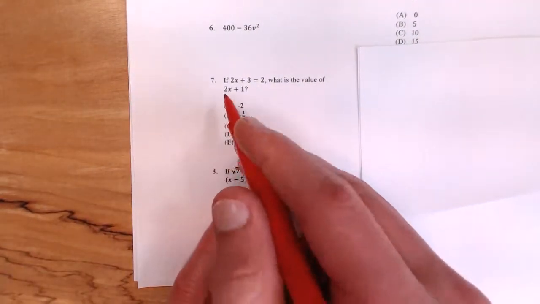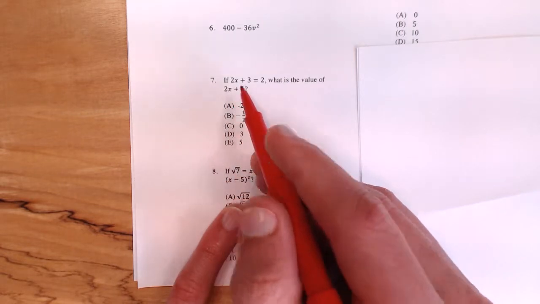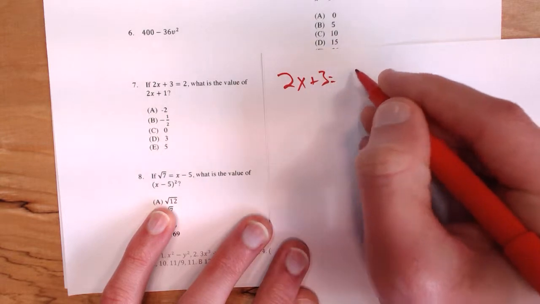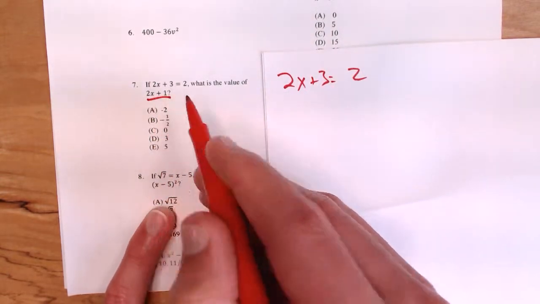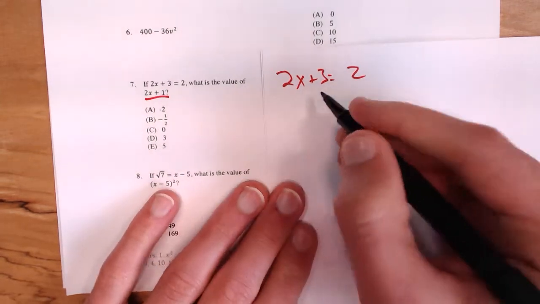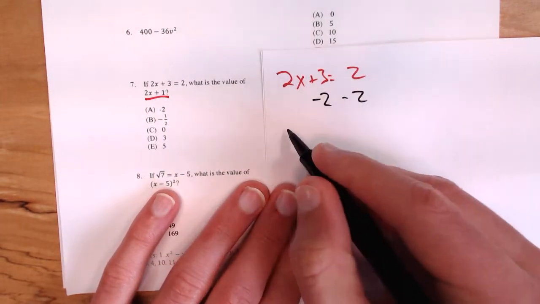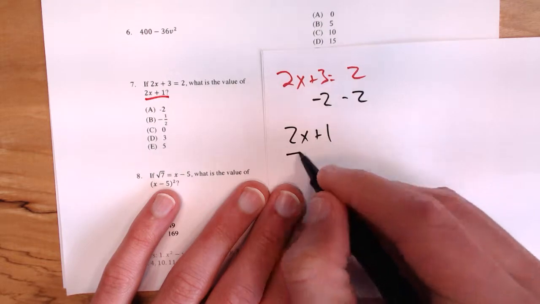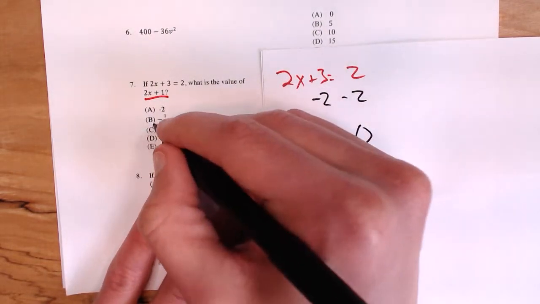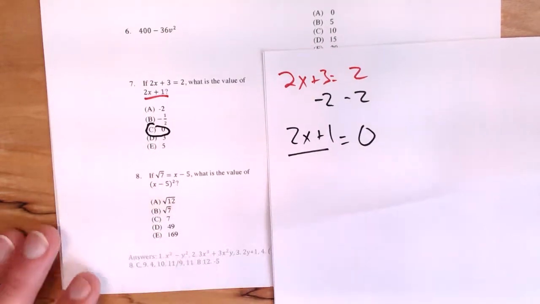So to solve for 2x plus 1, all I have to do, let me take my original equation here. It's 2x plus 3 equals 2. And I would like to turn this into 2x plus 1. So to do that, I can subtract 2 from both sides. That way I have 2x plus 1 over here, which is exactly what I want, equals, and 2 minus 2 is 0. So the answer is C, 0.